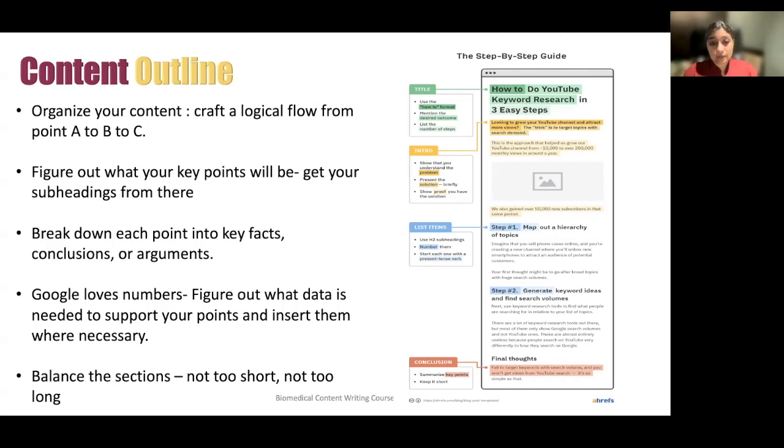And Google loves numbers, so we need to figure out what data is needed to support our points and insert them wherever necessary. We can balance the sections so that they're not too short or not too long. We need to make sure that we have the right title. Most blog topics go in for a how-to or a top 5 reasons, simply because these topics do well in search engine rankings. Google likes these listicles or instructional blogs.